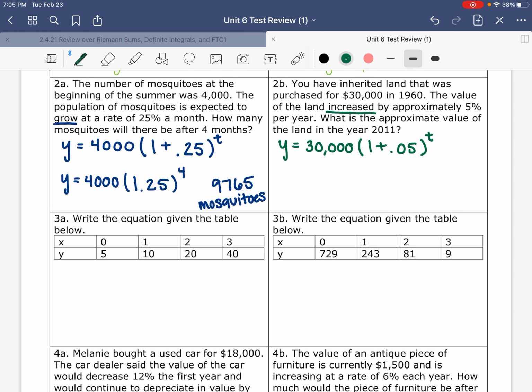Now this time it doesn't really give us what our time is. We're going to have to find it. But all I have to do is subtract these 2 years they give me to find the change in time. So it would be 2011 minus 1960. So that would be 51 years have passed. That's going to be my time. So y equals 30,000. I'm going to go ahead and add that and get 1.05 to the power of 51.